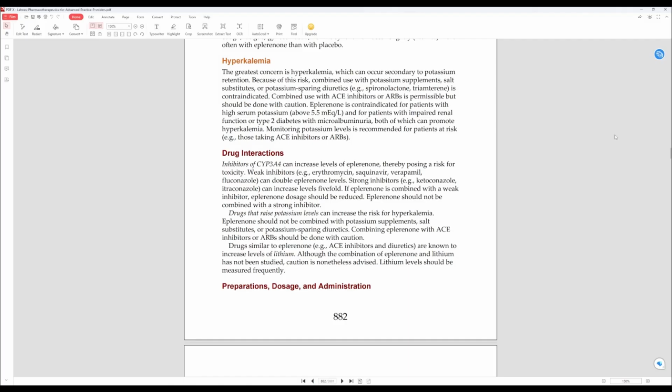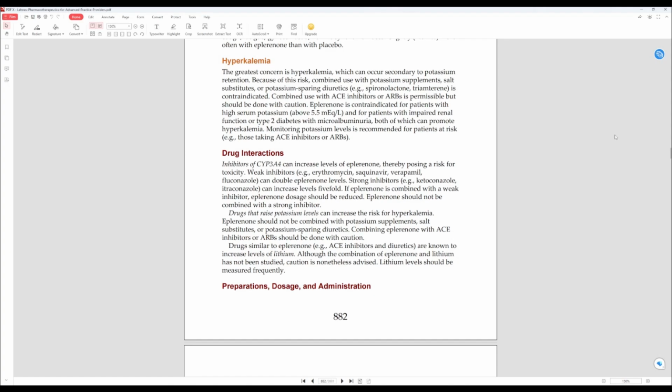So, drug interactions. Inhibitors of CYP3A4 may increase the levels of eplerenone, thereby posing a risk for toxicity. Weak inhibitors such as erythromycin, saquinavir, verapamil, and fluconazole can double eplerenone's levels. Strong inhibitors, ketoconazole and itraconazole, can increase the level almost fivefold. If eplerenone is combined with a weak inhibitor, the dosage for eplerenone should be reduced. Eplerenone should not be combined with a strong inhibitor.